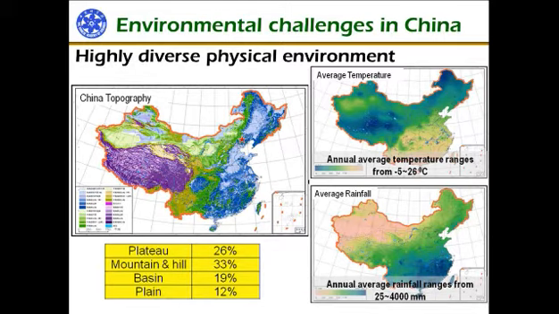China has a highly diverse physical environment. China is largely a mountain area, more than 60% is mountains and plateaus. The temperature range is very big, annual temperature ranging from -5 degrees to 26 degrees, from the cold zone to the tropical area. And the rainfall ranges from 25 millimeters to 4,000 millimeters, so there are very high rainfall and very dry areas in China.